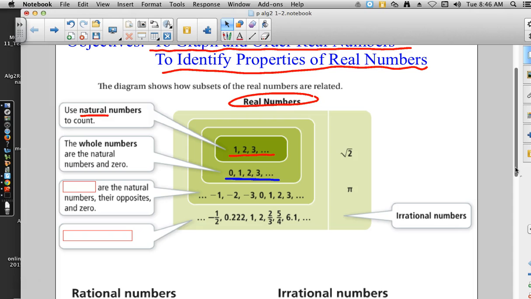If you say the word whole, you'll notice how your mouth naturally makes that zero. So the whole numbers are going to be the natural numbers, and then we have to add a zero to that. So whole numbers, say the word, and notice that your mouth has that zero in it.